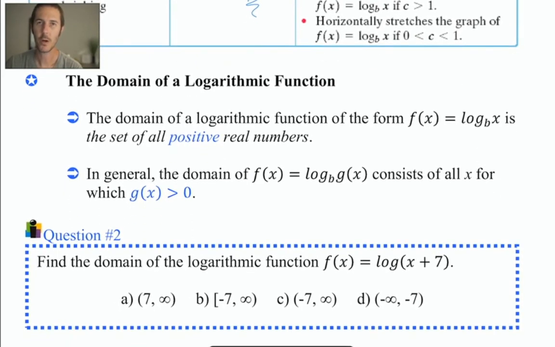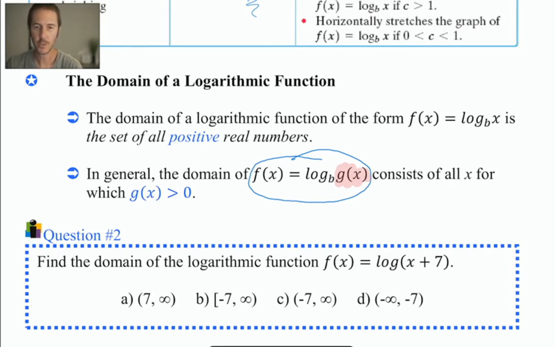But when it comes to a logarithm, there are some restrictions. And I like looking at it in this format. So your function, or it could say y equals, but I really like that this says log base b of g of x, because it's not always just going to be log base b of x. It won't always be log base b of a number.